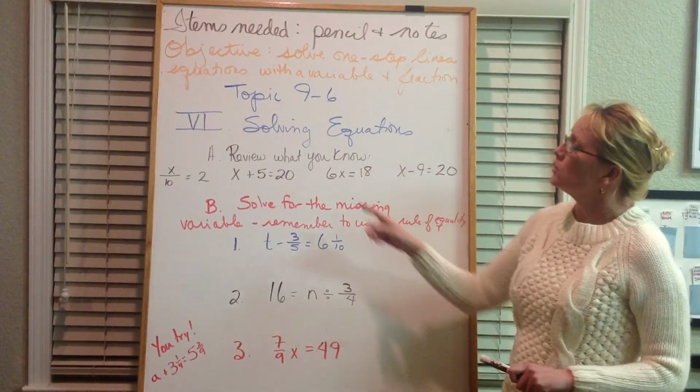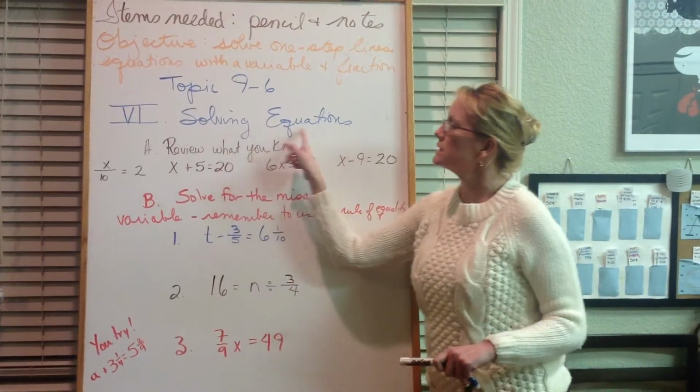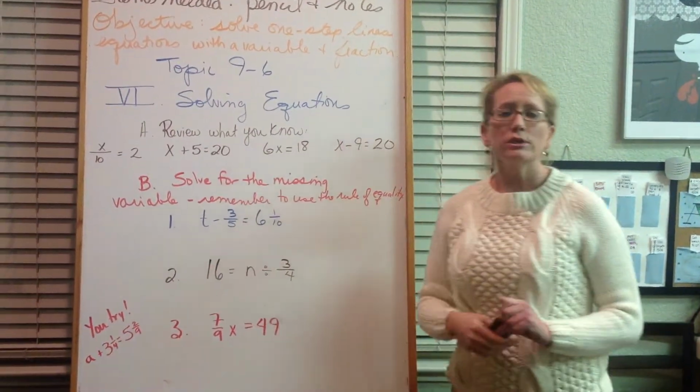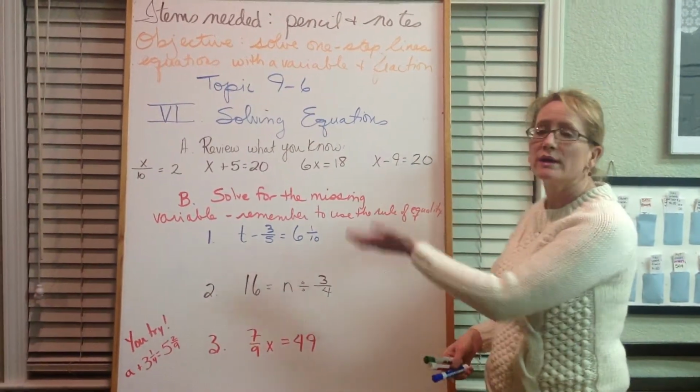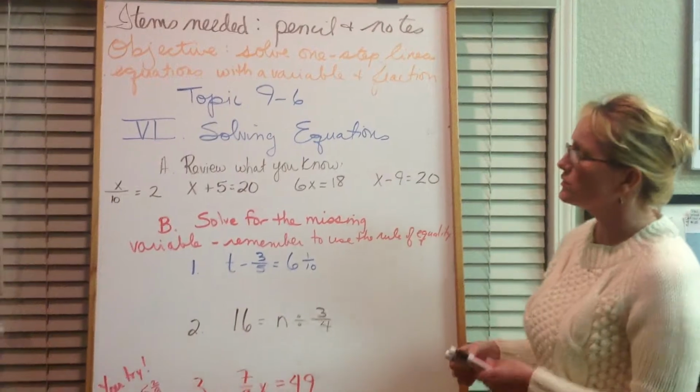Okay, so we're going to write topic 9.6 and use our Roman numeral 6 and write solving equations, because that's what we're going to be doing today. So before we begin, we need to review what you already know how to do. You already know how to do one-step equations that are linear, but without fractions. So let's go over this again.